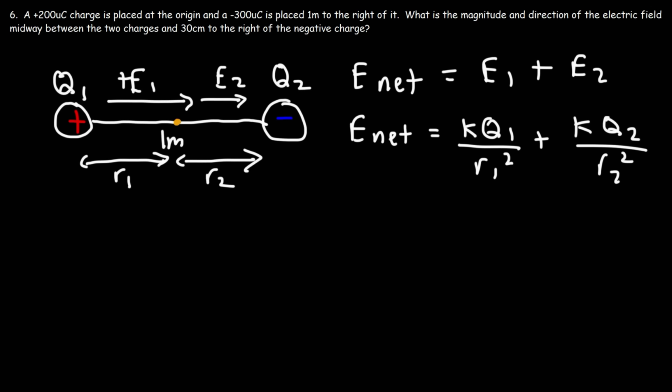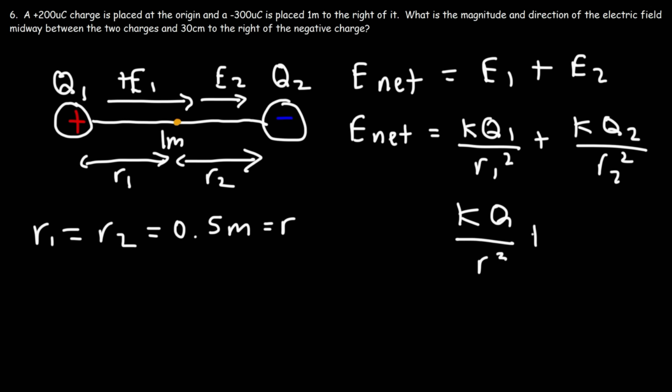So R1 and R2, they're both half of 1 meter, which means that R1 and R2, they're both equal to 0.5. So because R1 and R2 are the same, we can simply call it R. So let's replace R1 with R, and let's replace R2 with R as well.